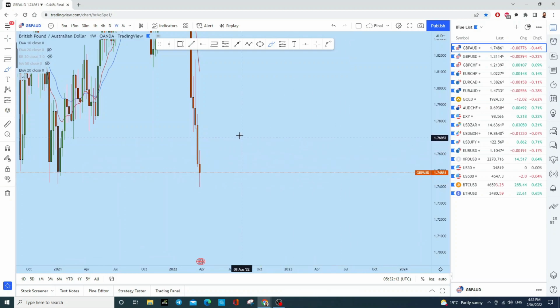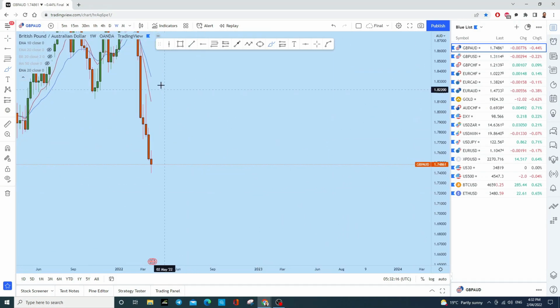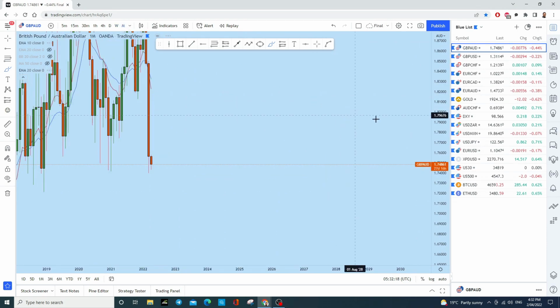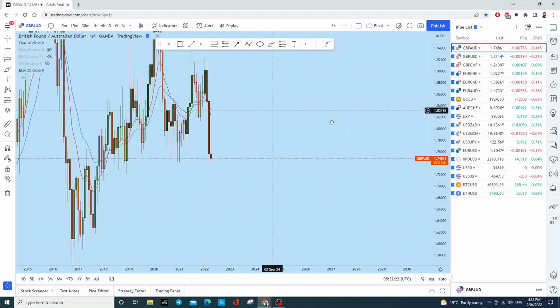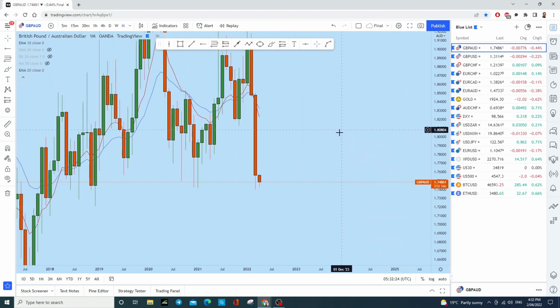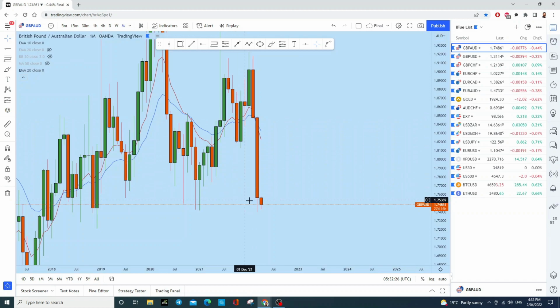So let's see what is happening with GBPAUD. Now GBPAUD monthly time frame. First of all, let's see the bigger picture and then we'll see how we can trade. What do you see? GBPAUD has a very strong bearish move to the downside.